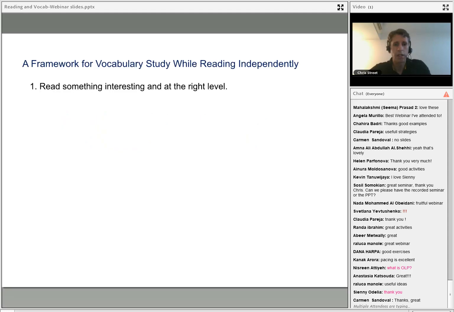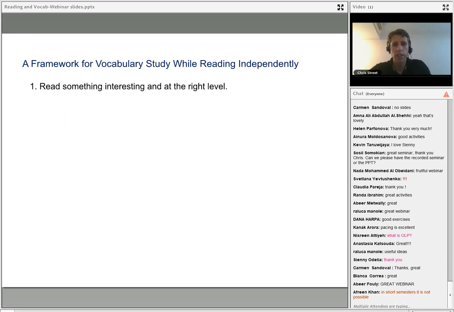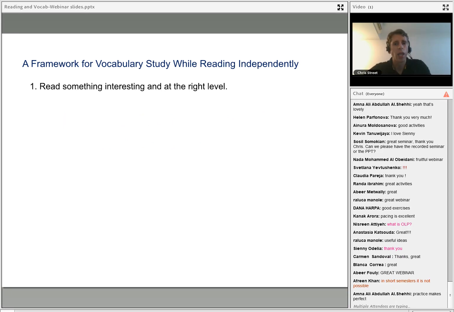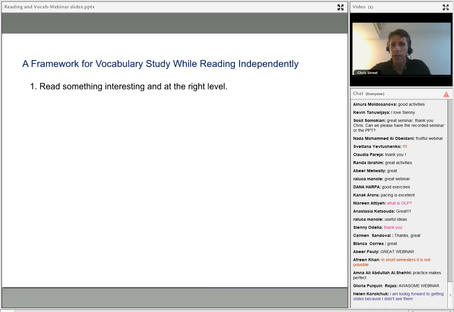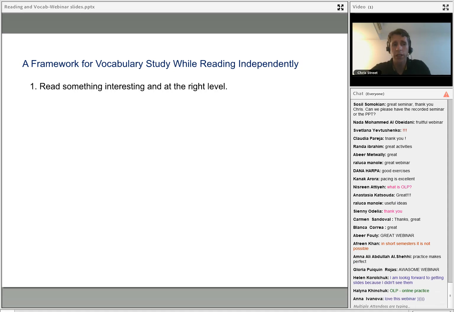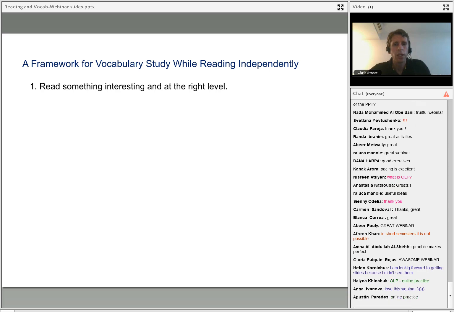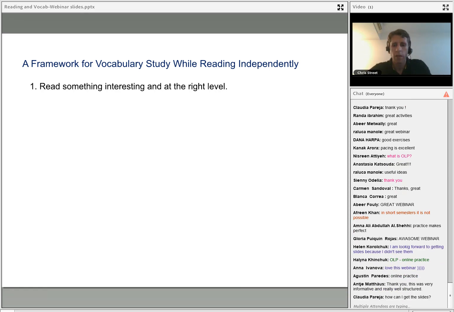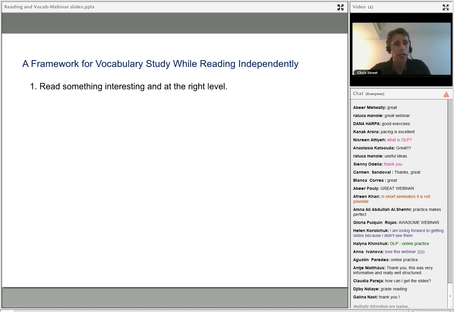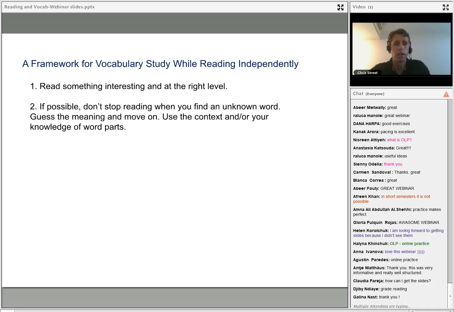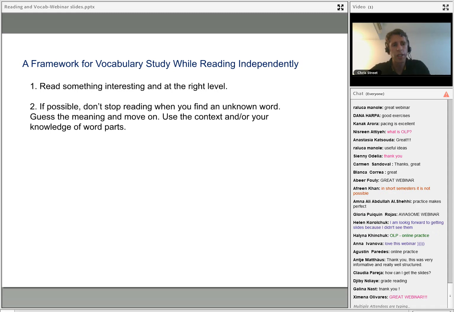Okay, now the final section that I'd like to talk about, and this is perhaps one of the most important ones. We talked a lot about studying vocabulary in class, but just to finish, I'd like to talk about some strategies that students can use when they're reading independently. So, first thing, and perhaps the most important tip that we can give, is that students should read something interesting and that's at the right level for them. And we touched on this earlier.